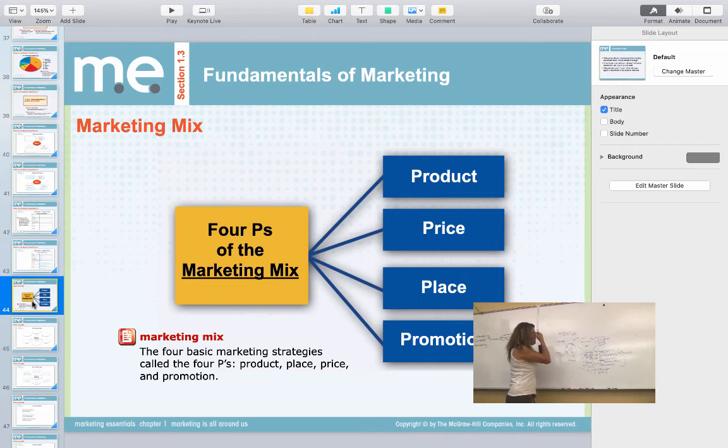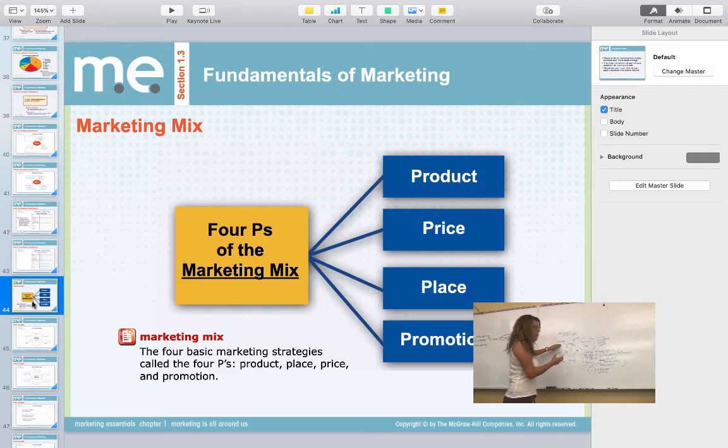It's the same if you are a business owner. If you have the right types of products, if you price your product correctly, if you have great place strategies, but you inadvertently don't promote it quite the right way, you miss the target. And if you miss the target, people aren't going to know about your product.